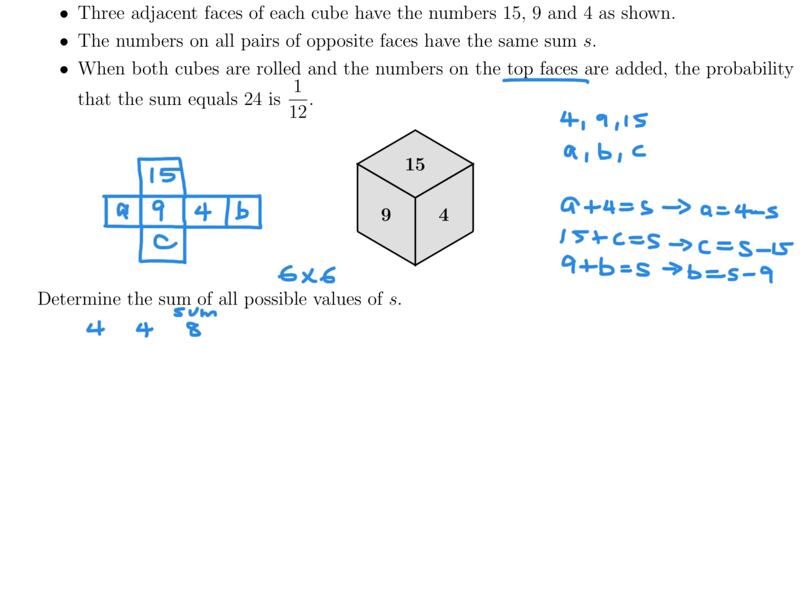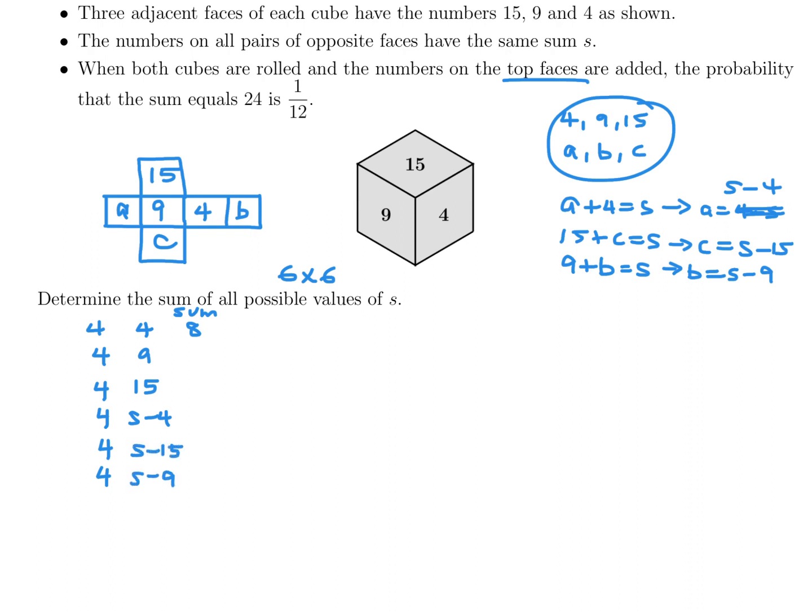So I'll just do the first one, like, to sort of show you. Let's say the first one was 4, first top face. The second could be 4, 9, 15, any of these guys. And I'll write out what it is in terms of S. Oh, did I do this right? Sorry. I think this is S minus 4. Sorry about that. Okay, so then S minus 15, and then S minus 9. So the sums would be 8, 13, 19, S minus 11, and S minus 5, I believe.